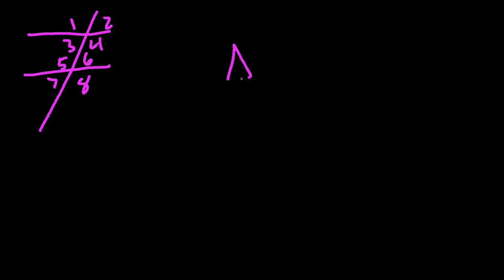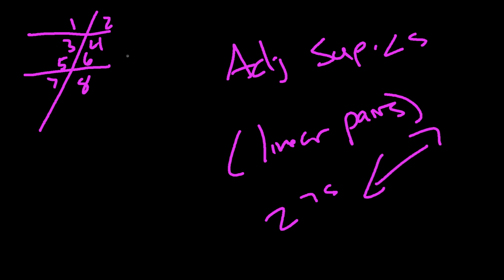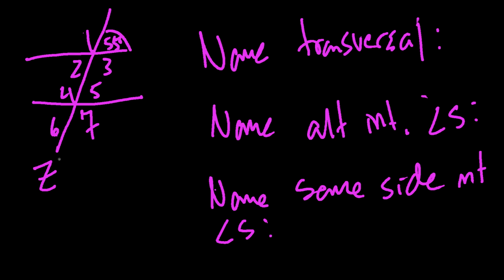Next up would be the adjacent supplementary angles, which are also called linear pairs. So these are just two angles next to each other, and they make a straight line. So example of this would be 1 and 2, 5 and 6, and 3 and 4. So I have a challenge for you. Pause this video and try to come up with the answers.